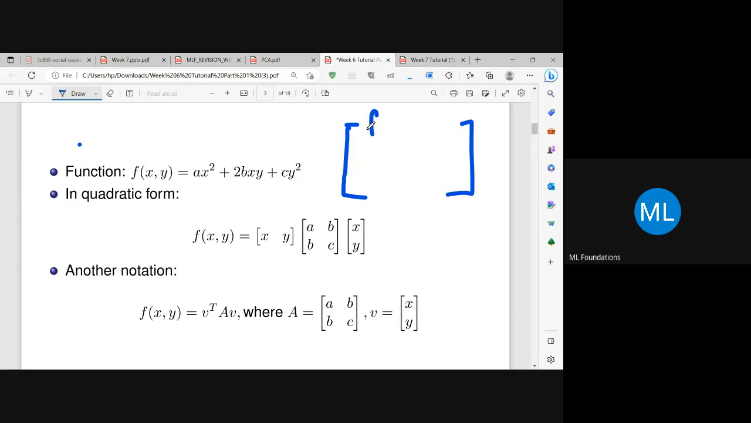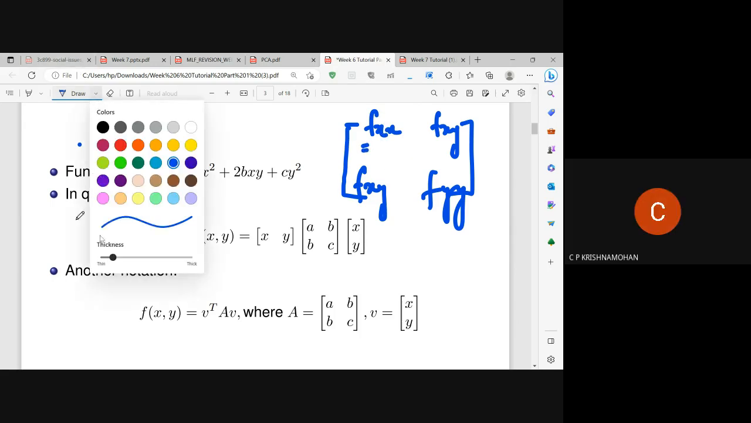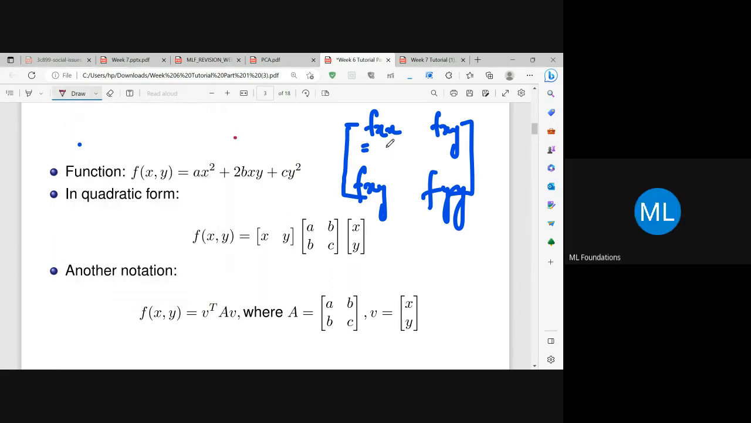So what is fxx? This is fxy, and this is fxy, a symmetric matrix, so you'll be getting the same, and then fyy. So what is the value you'll be getting? For a quadratic, I think instead of the Hessian, we can just stop with this a, b, c. So you'll be getting here 2a, right?